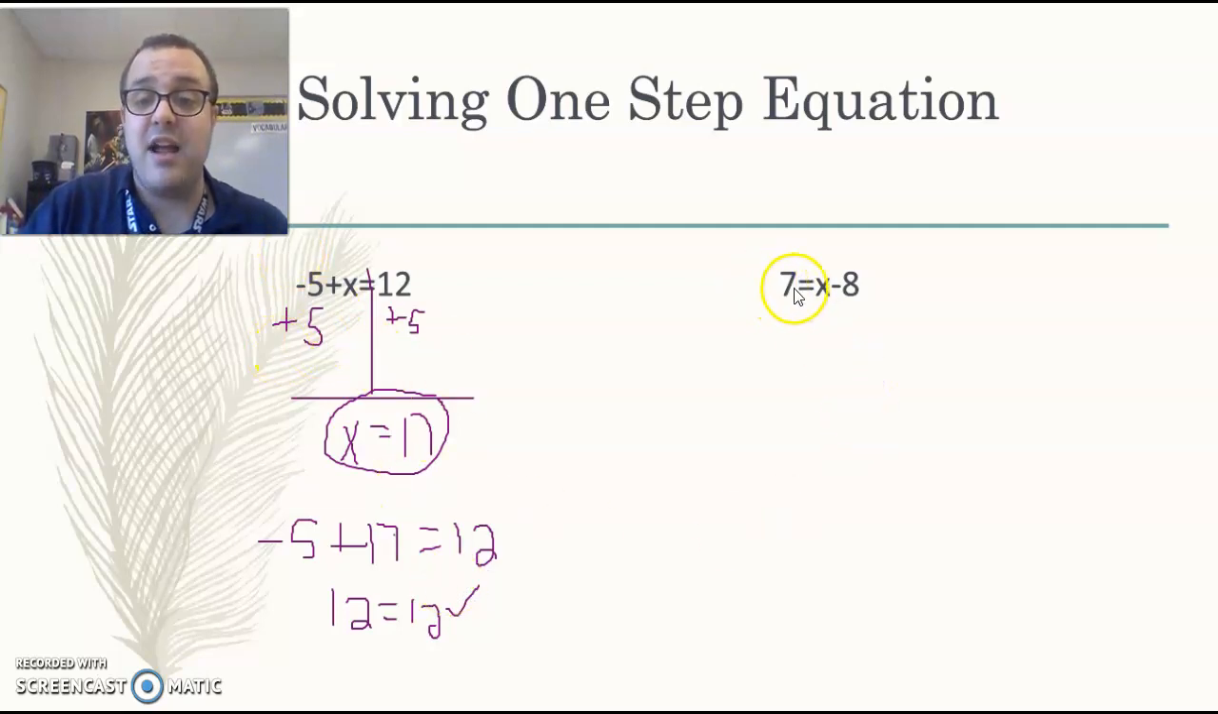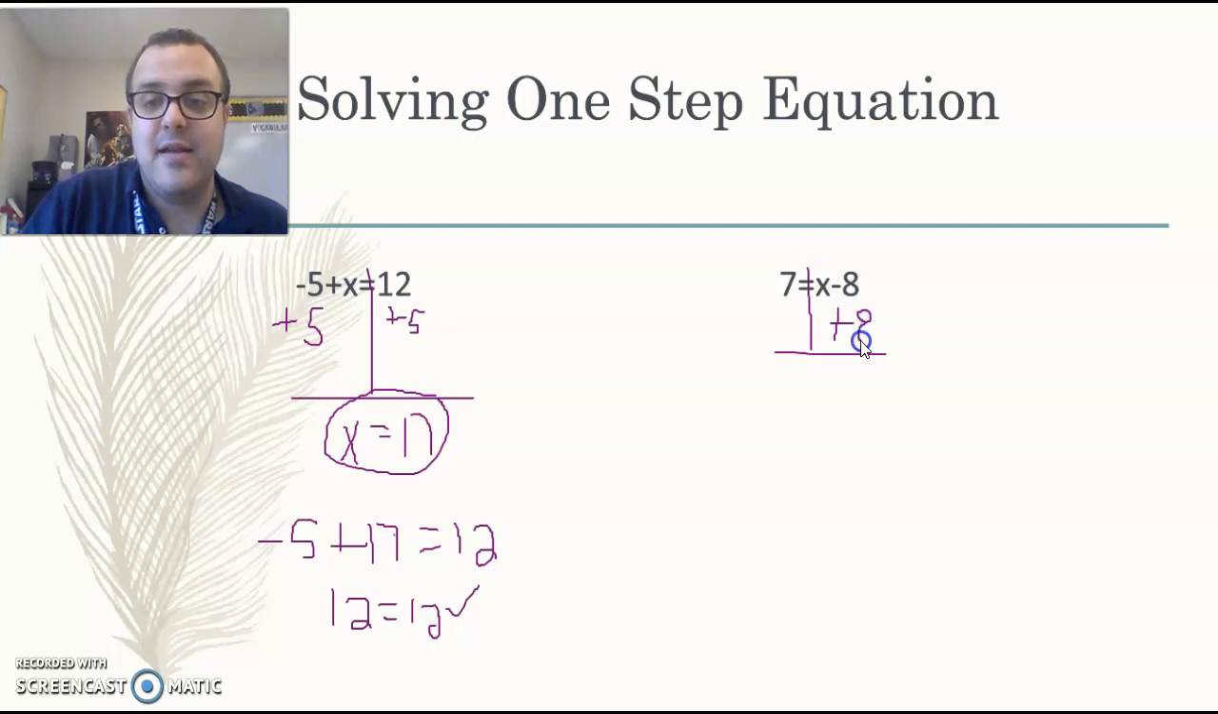This one over here, now the x is on the right side. Does that change anything? No, it's still the same process. All right, I've got to get the x by itself. What's with it? There's a negative 8. There's a subtracting 8. What's the opposite? I'm going to add 8. And over here, I'm also going to add 8. And so I'm going to get that 15 equals x.